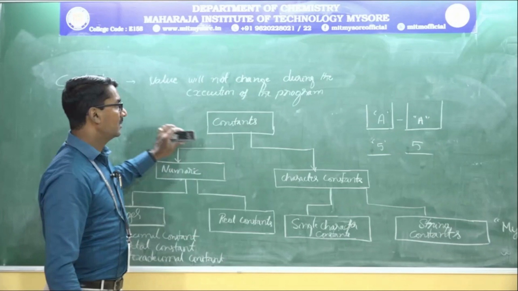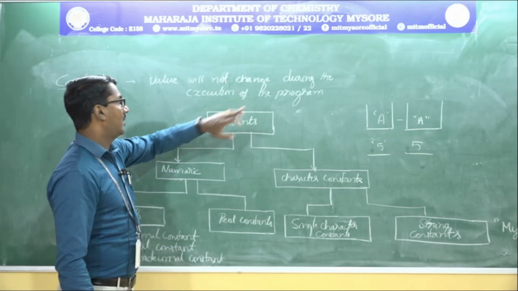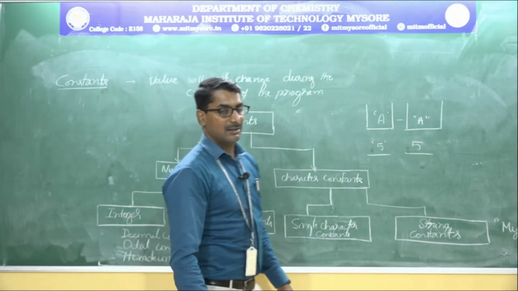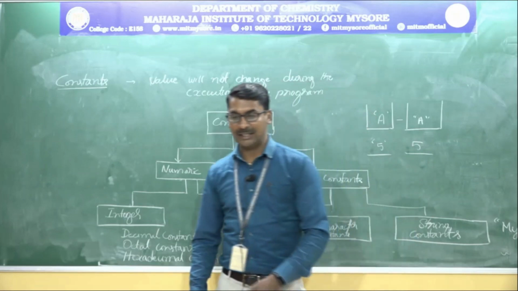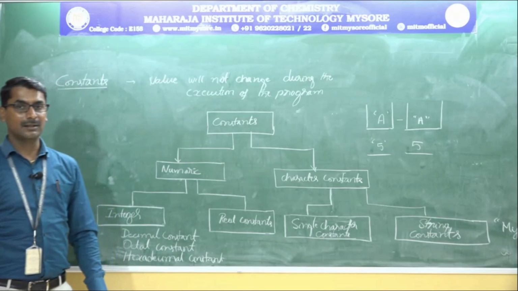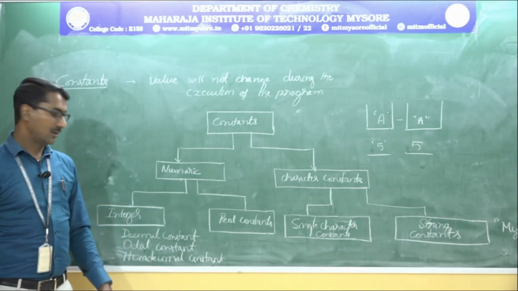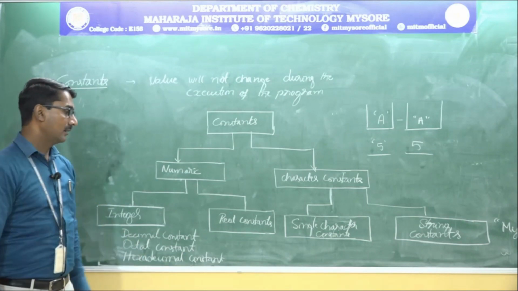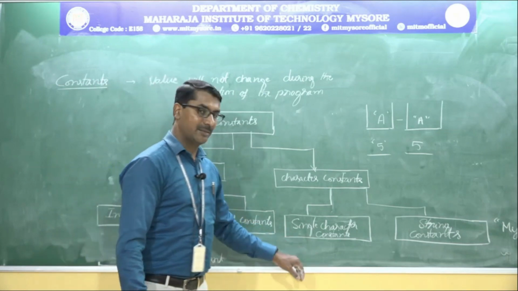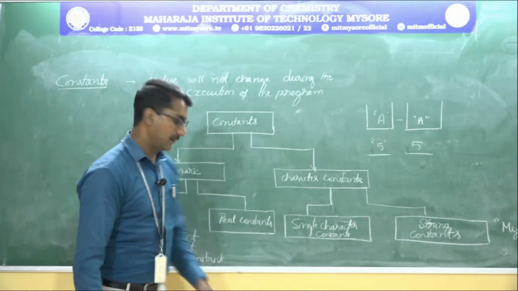Okay, that is about the constants. The constant means the value will not change during the execution of the program. In C language, the constants are divided into two main categories: one is the numerical constant, the other is the character constant. Numerical constant is divided into two subcategories: integer constant and real constant. The character constants are divided into two subcategories: single character constant and string constant.